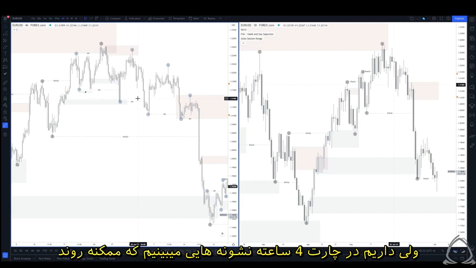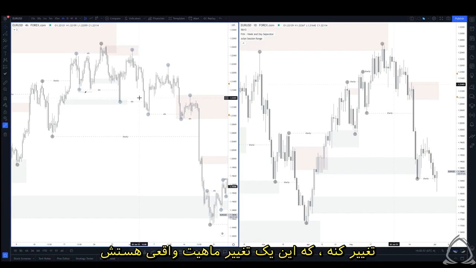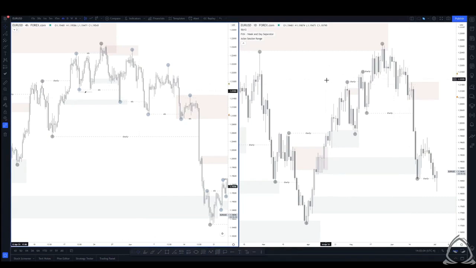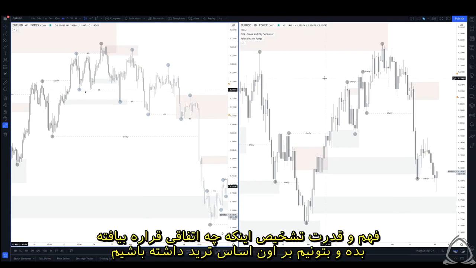the 4-hour, we're starting to get indications that the trend may be switching, that this is a true change of character. We're going to start to see that change of character on a lower time frame before we see it on a higher time frame, and that's going to give us a better understanding and identification of what is to come, and we can build trade ideas on that.